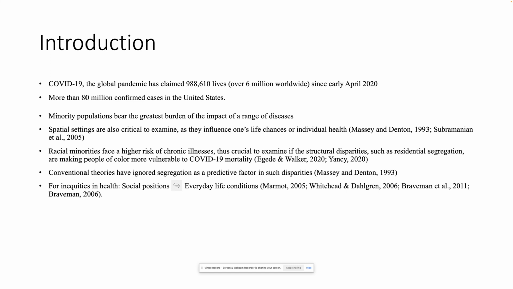to COVID-19 mortality. So, as Massey and Denton suggested, conventional theories have ignored segregation as a predictive factor in such health disparities. So, for any health inequities in health research, it is important to consider the social position of individuals because that impacts or shapes everyday life conditions and vice versa.